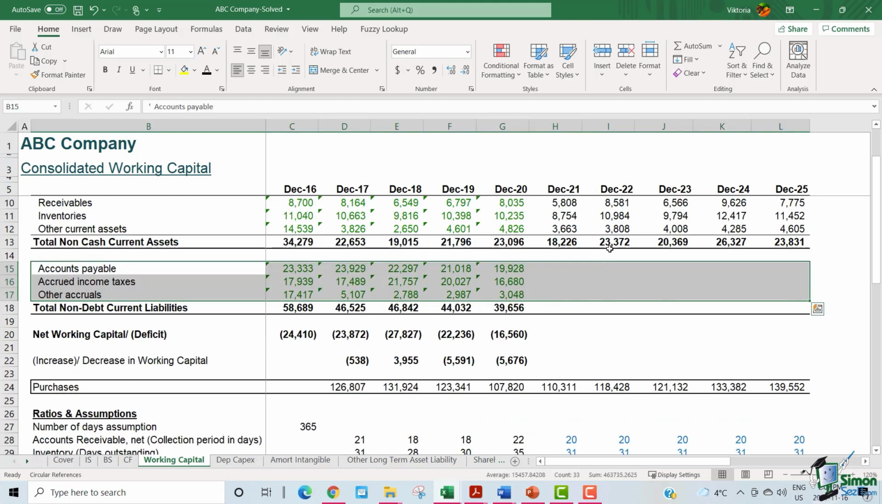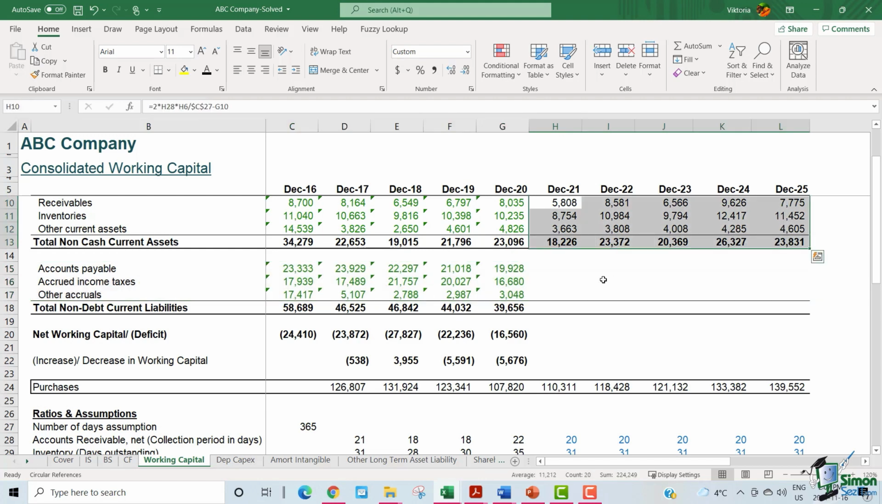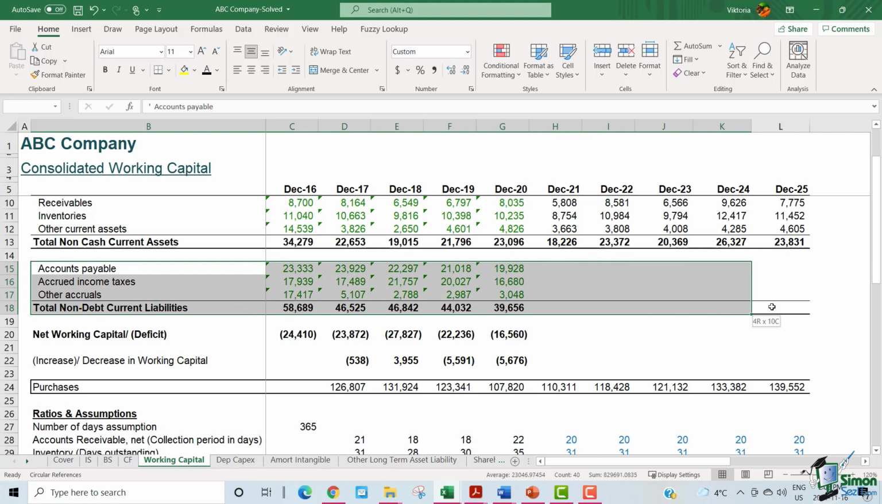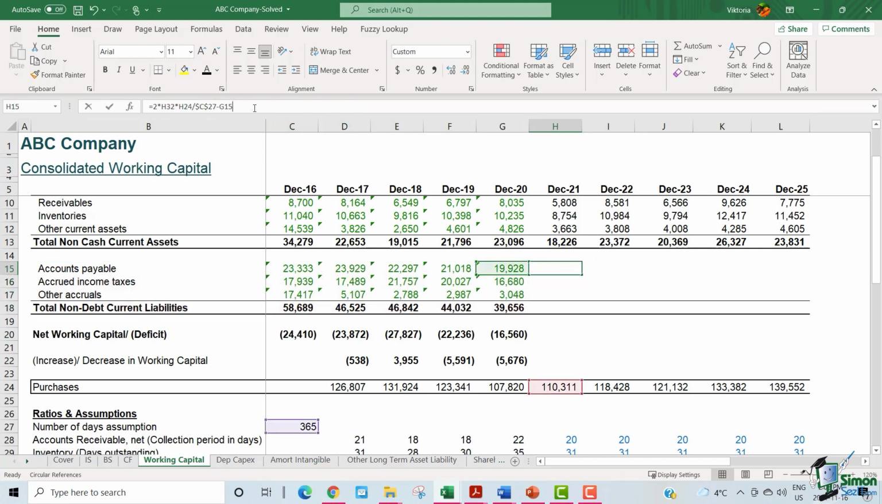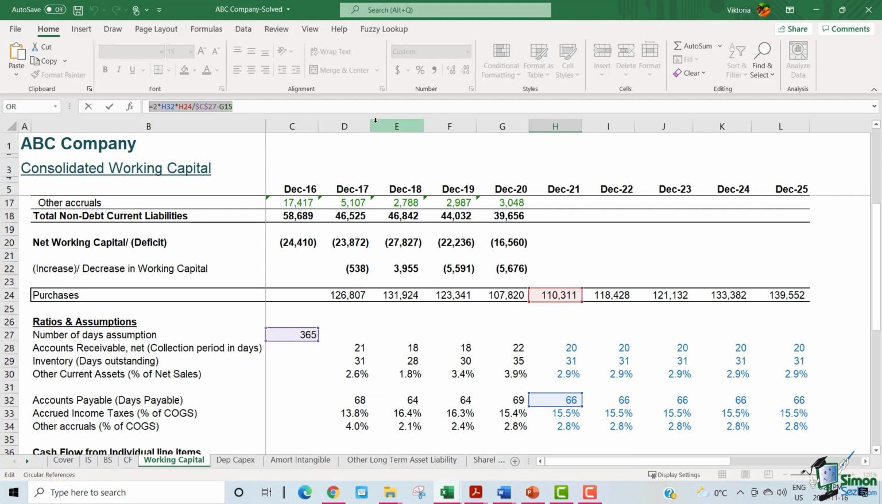Now let's forecast our current liabilities. The approach is essentially the same as the forecasting approach for current assets. We just need to rearrange the formulas we previously discussed to forecast the non-debt current liabilities line items. Starting off with the accounts payable. Let's discuss this formula in two segments. Let's first go through this part of the formula and we'll discuss the subtraction later.